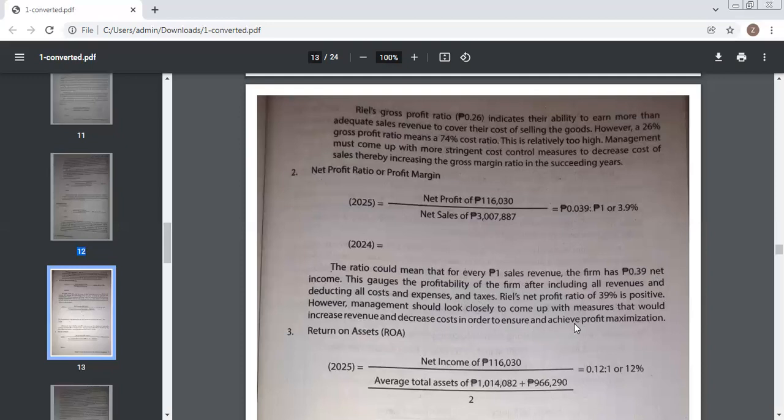Real's net profit ratio of 3.9% is positive. However, management should look closely to come up with measures that would increase revenue and decrease cost in order to ensure and achieve profit maximization.